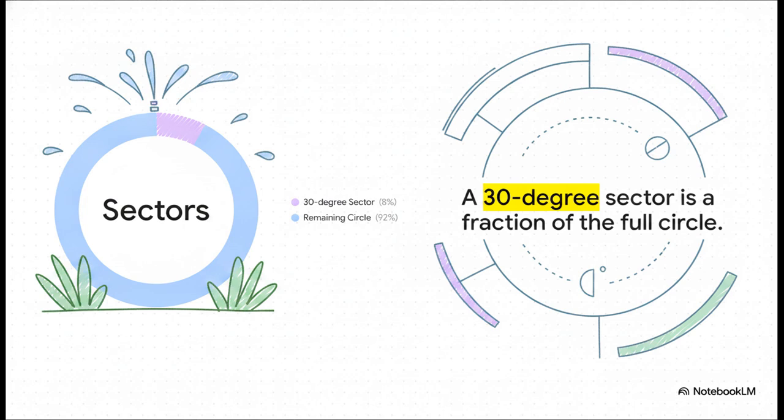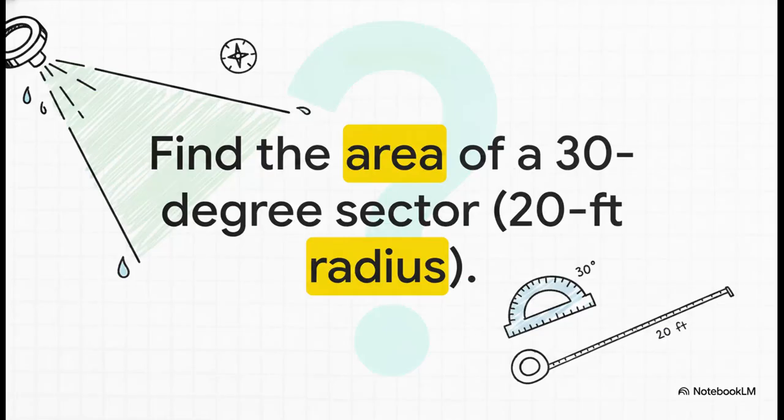But what if we don't want the whole circle? Imagine an automatic lawn sprinkler that only rotates, say, 30 degrees. That specific slice of the circle is what we call a sector. Finding the area of a sector really just means finding what fraction of the whole circle you're dealing with and then multiplying that fraction by the total area. Which brings us to our second pause check. Take a quick breather and think about how you'd calculate just a fraction of that total area.